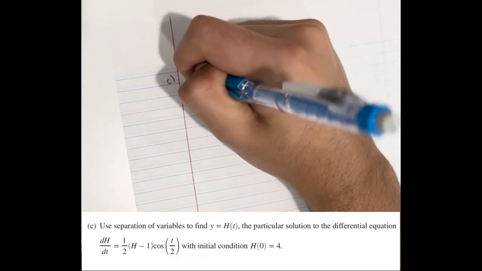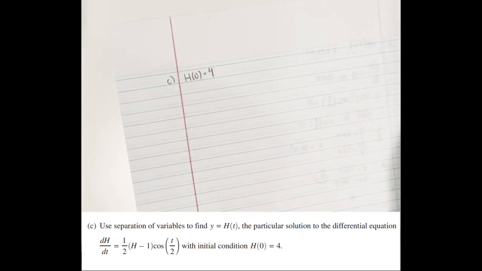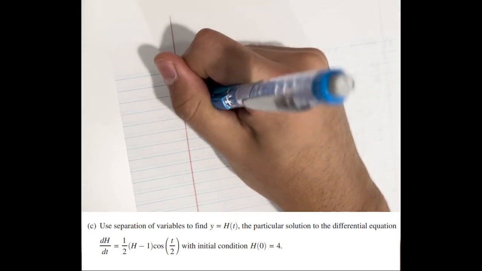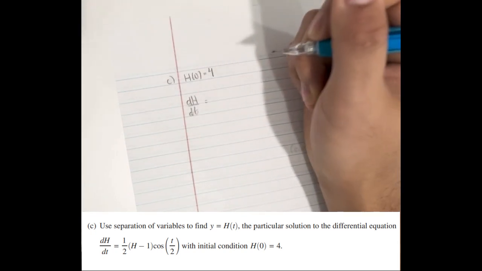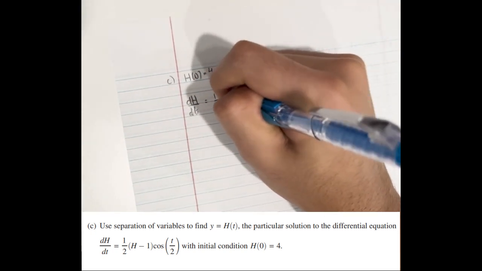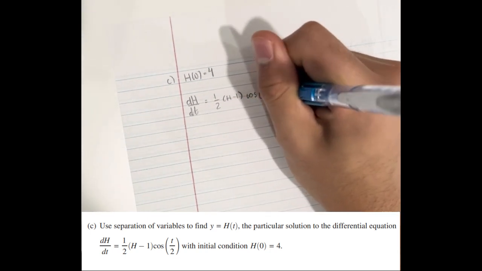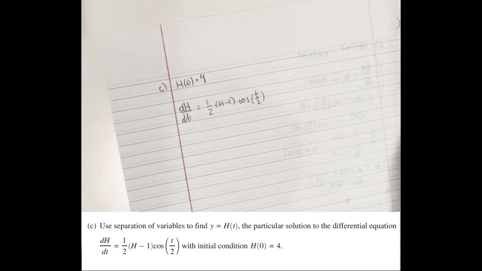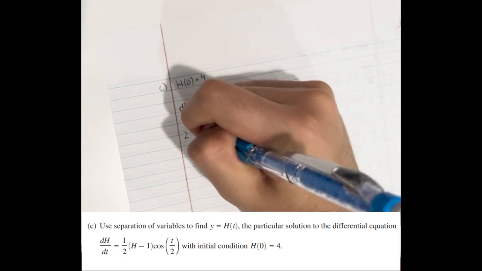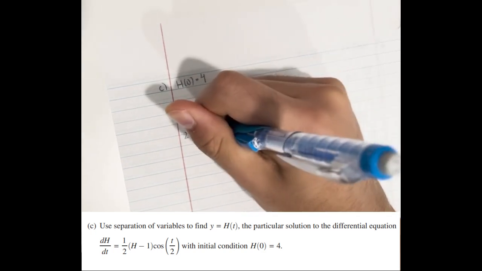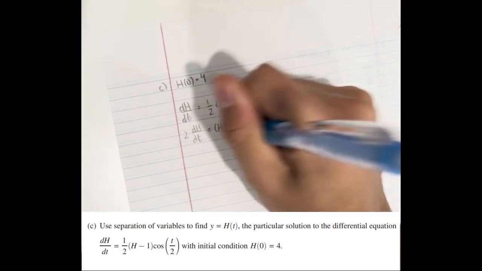And now for question C. We're just solving the differential equation using separation of variables with the initial condition h of 0 equals 4. All right. So we have dH over dt equals 1/2 h minus 1 times cosine t over 2. So I'm just going to start off by multiplying both sides by 2, just to get rid of that 1/2 real quick.